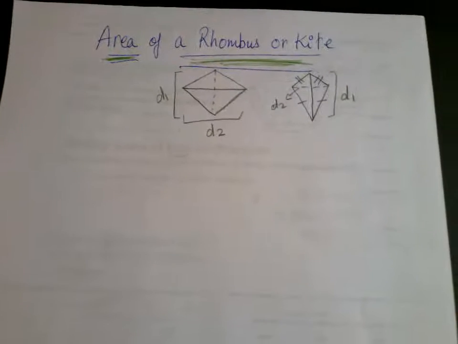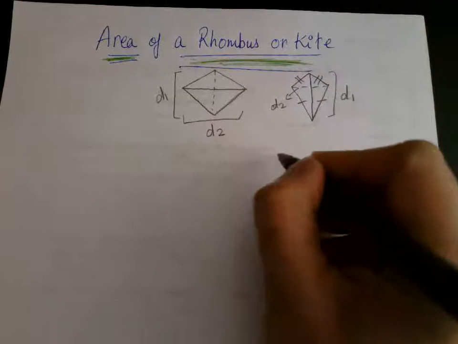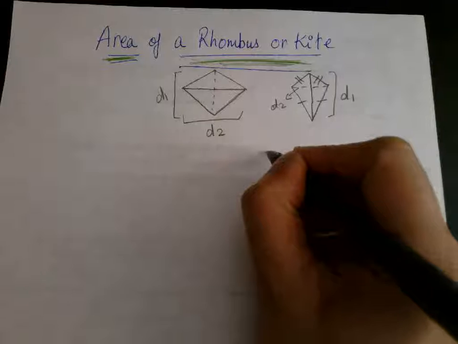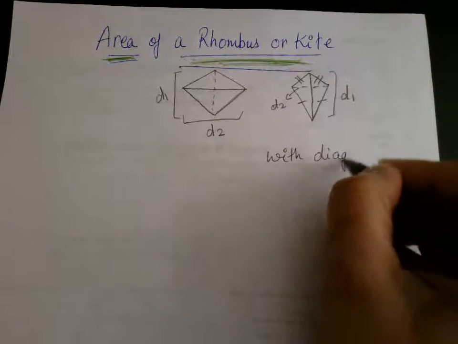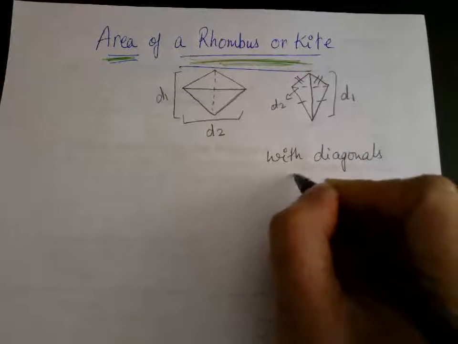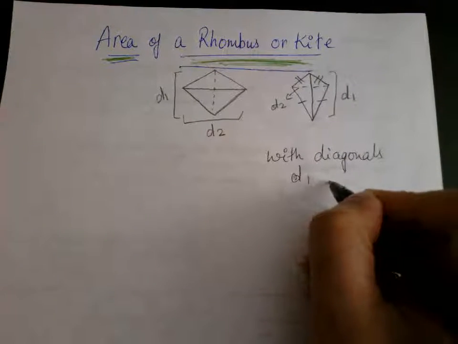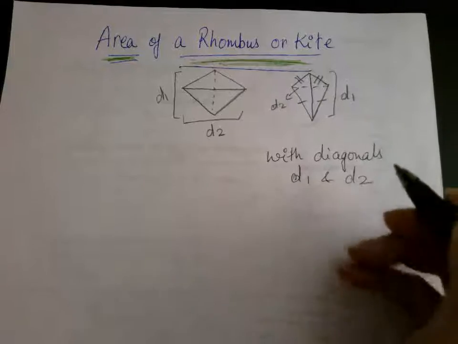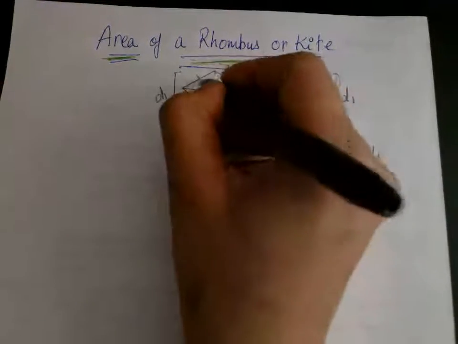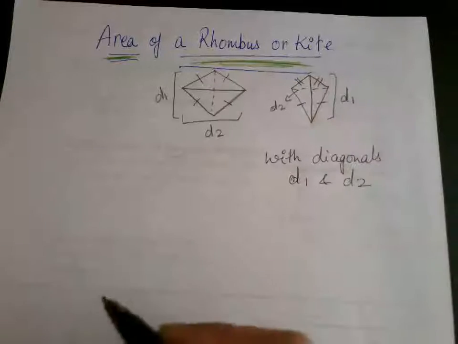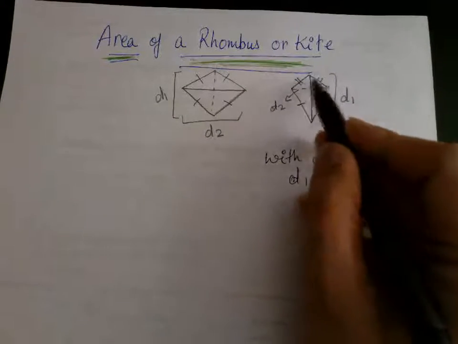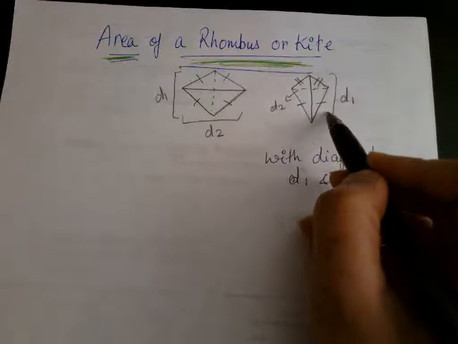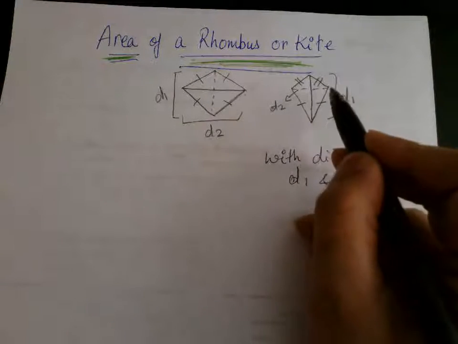Okay, let's talk about area of a rhombus or kite when diagonals are given to you. So, in this case, with diagonals, D1 and D2. Rhombus, all the sides are of equal measure, diagonal 1, diagonal 2. Kite, these two sides are equal and these two sides are equal, diagonal 1 and diagonal 2.